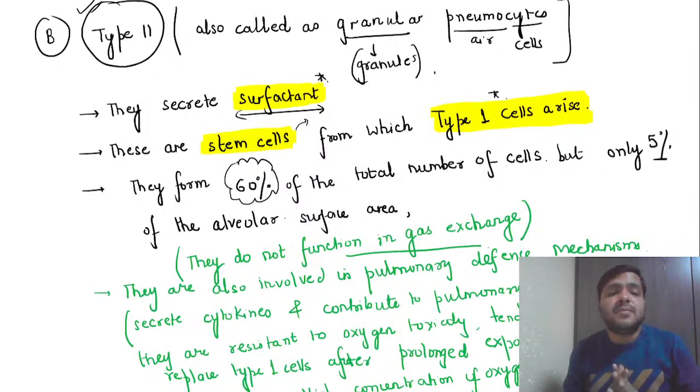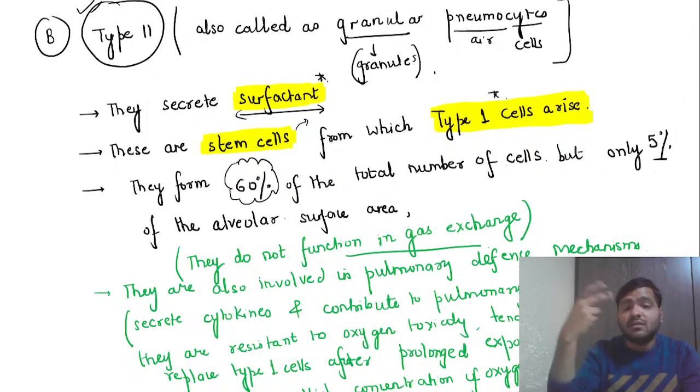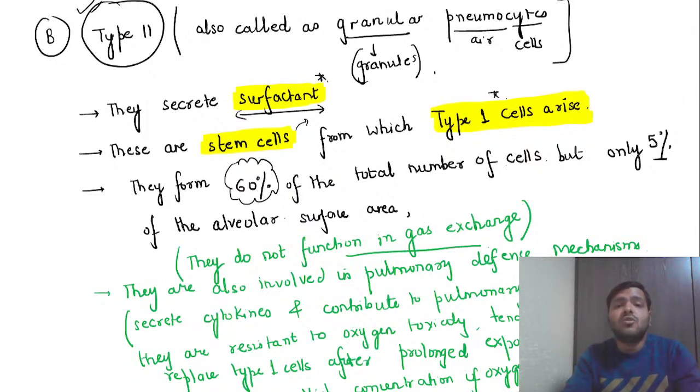Now, guys, remember that these secrete cytokines also. Cytokines are something which you will learn in pathology as well. So they all contribute to pulmonary inflammation, which is inflammation of the lungs, basically the lung cells. Even if there is oxygen toxicity, these cells don't get affected. Even though type 1 is getting affected due to oxygen toxicity, they will replace those type 1 cells so that they don't damage the lung.